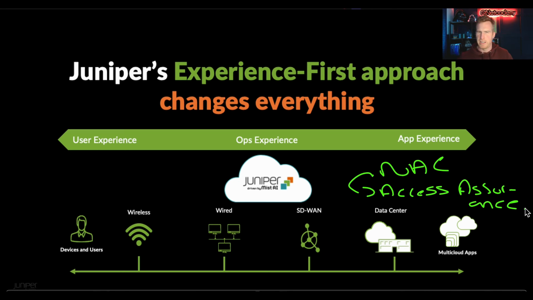So this is where typically, as 802.1x has been around for a long time, we want to authenticate and authorize these devices and users that are connecting to that wireless network, or even maybe to that wired network. And the majority of the time, 90% of NAC is 802.1x, but NAC or access assurance from Juniper Networks Mist is done on the cloud.